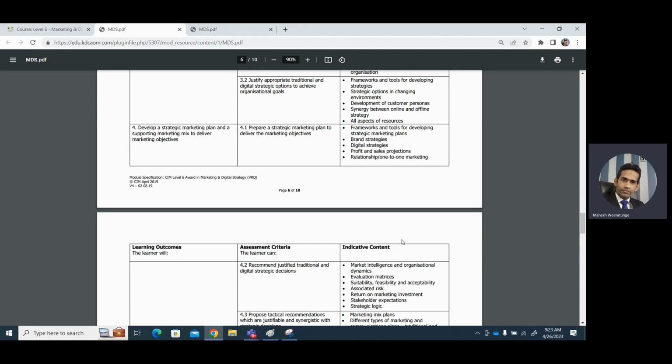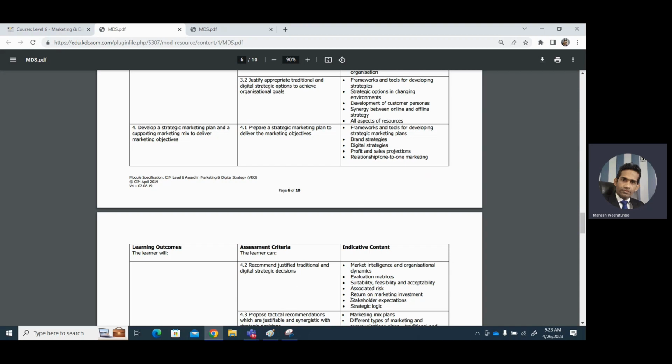Now, when you look at the indicative content, you can talk about strategy related tools, the strategic options, changing environment, and developing customer personas, what we have been talking about. Along with the segmentation, you can develop customer personas. Online, offline strategies: we are talking about the traditional and digital integration strategies we can talk about. Like that, branding strategies, digital strategies, and profit projections and things like that. You need to discuss these areas, which come under 3.2.